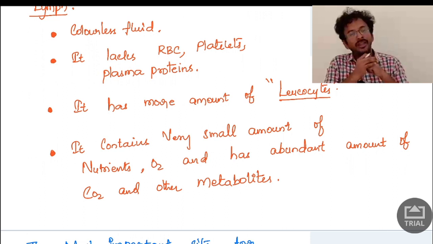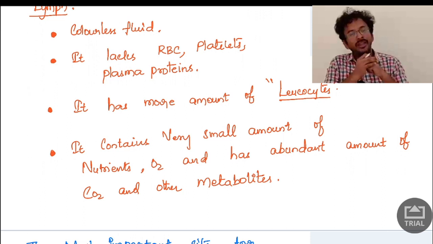Then how does the lower part of the body get oxygen and nutrients? How can we remove unwanted waste from the lower part of the body? That is because of the lymphatic system. What is the lymphatic system? In simple terms, circulation has to happen in the deeper parts of the body. That is what the lymphatic system does.